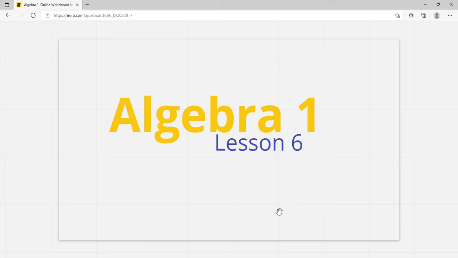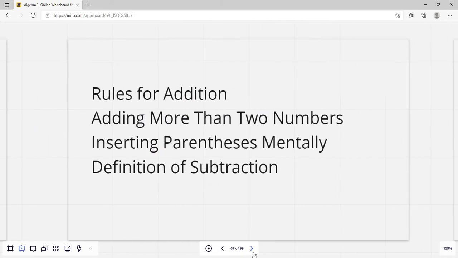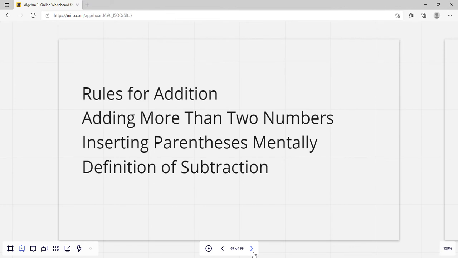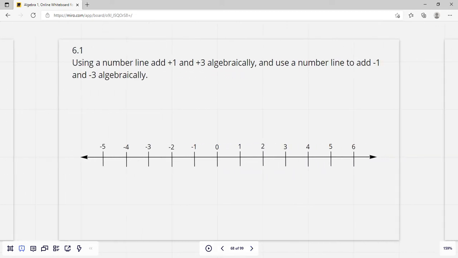Hello, this is Algebra 1, Lesson 6, and this lesson covers rules for addition, adding more than two numbers, inserting parentheses mentally, and definition of subtraction. Alright, so I'm just going to mostly go over the example problems in this lesson.